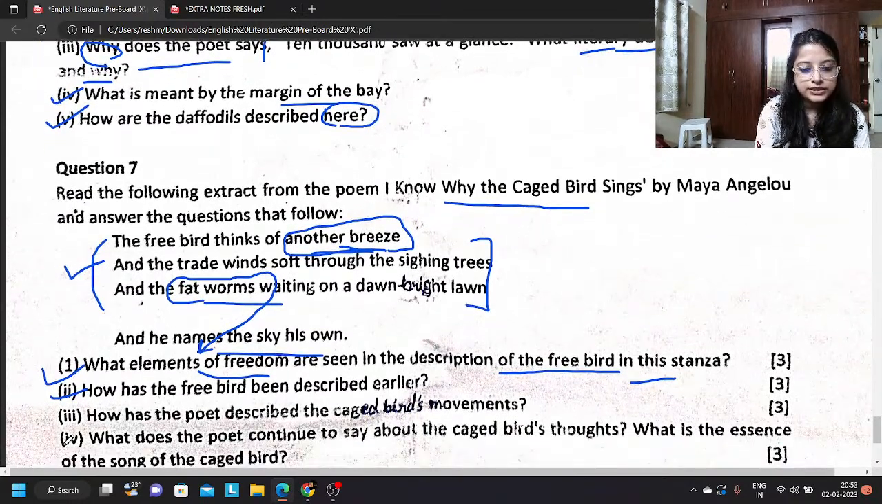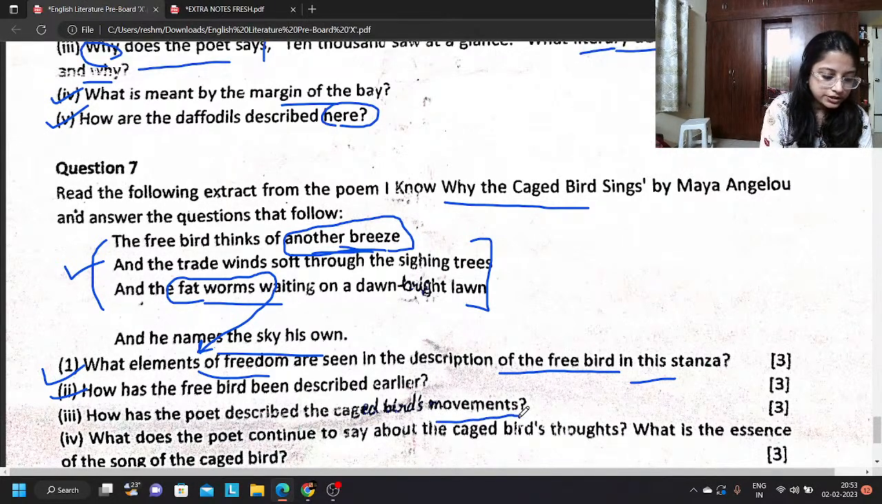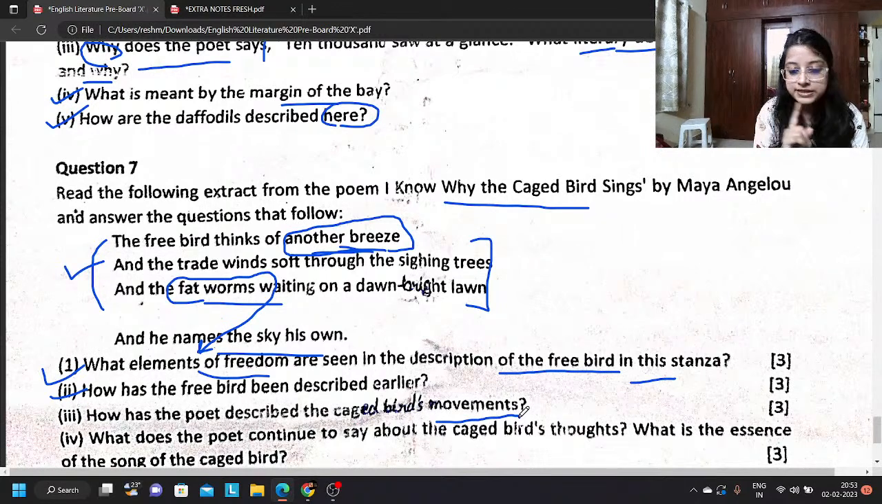How has the poet described the caged bird's movements? Okay, important question. How will we frame this? Number 3, first listen, then you tell me your answers if you want.